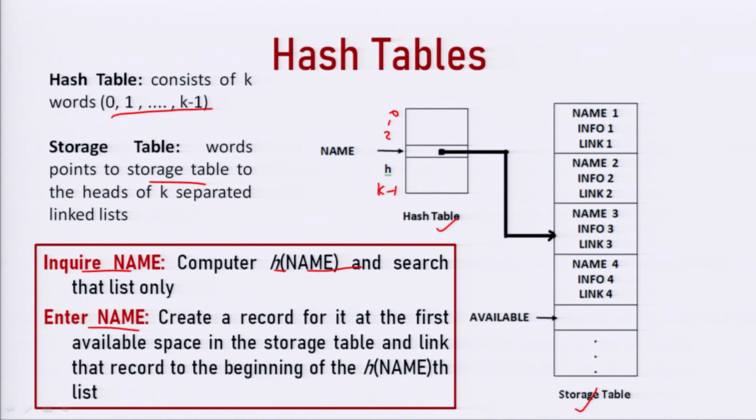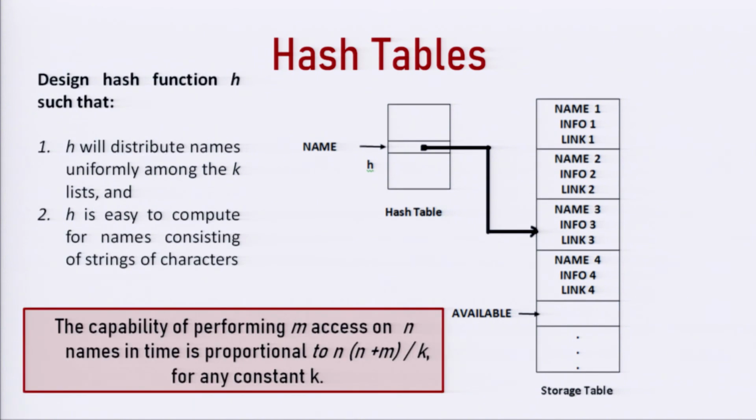Now, suppose we want to enter a name, then we create the record in the first available space. First the record is created, and then the link to that record is pointed to by the beginning of this index. So, first we will create this record, and it will be linked to the appropriate linked list, that is the list calculated by the hash function H for the name.